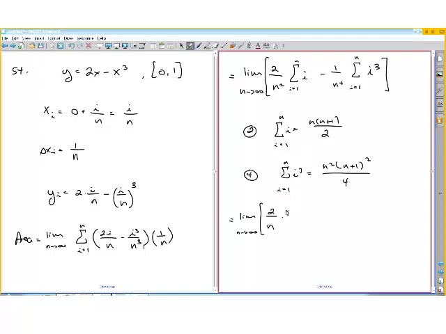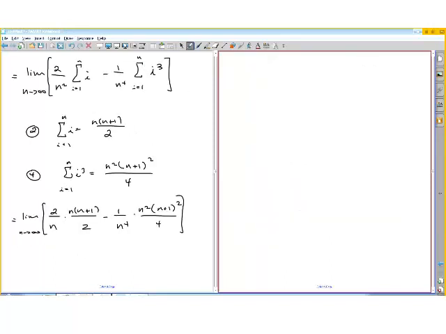So we still have our 2 over n. This is going to be n times n plus 1 over 2. So for this summation, I'm substituting that. The second part is 1 over n to the 4th times this, which is that. So we get n squared times n plus 1 quantity squared over 4. Now, we're going to multiply these out and see what we get.